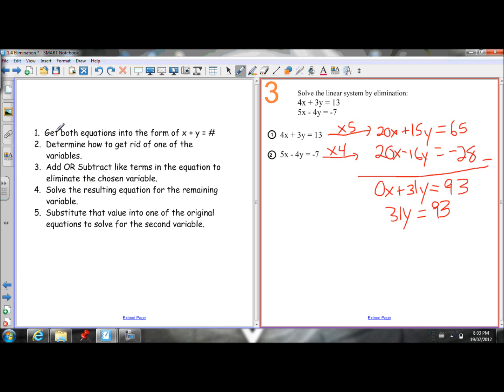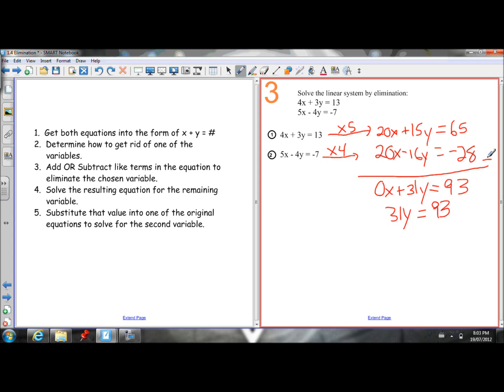So what we've done so far, we put them both in the correct form. We determined how we were going to get rid of the variables. This is the most difficult kind where you have to multiply both equations by a number to get variables to have the same coefficient in order to eliminate them. So we figured that out.